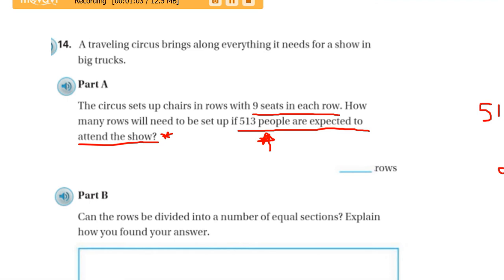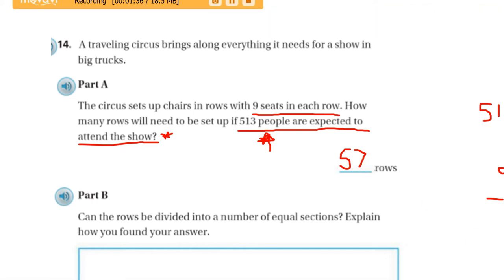Can 9 go into 5? No. Can 9 go into 51? Yes. How many times? 5. 5 times 9 is 45. Subtract gives me 6. Bring down my 3. 9 goes into 63, a nice easy 7 times. In this case, I didn't have to interpret a remainder because there was no remainder. So 57 rows.